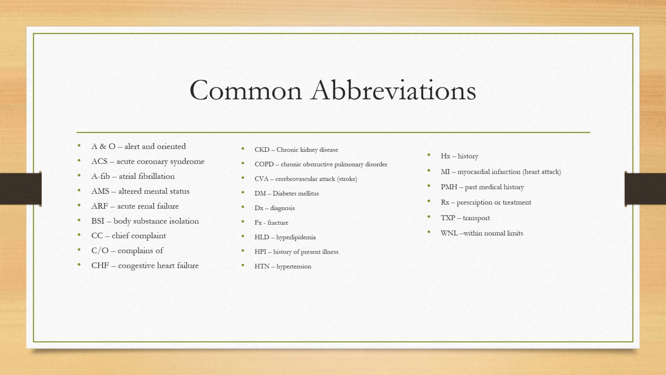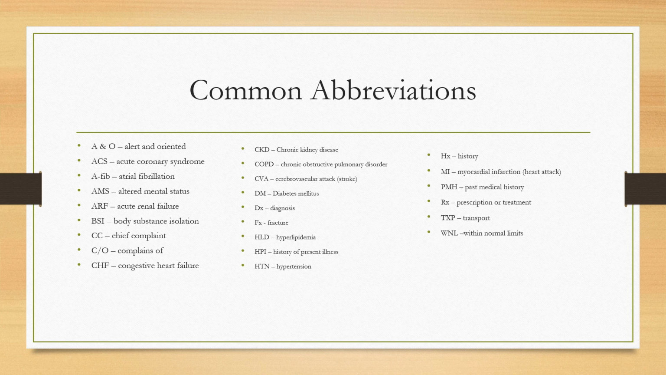HTN is hypertension, if you see it. HX is history. That is a very common one. MI, I'm sure you guys have probably even heard this one before you started class. This is a heart attack, myocardial infarction. Anytime you see the word infarction, it means that you have tissue death, or you have a blockage somewhere.